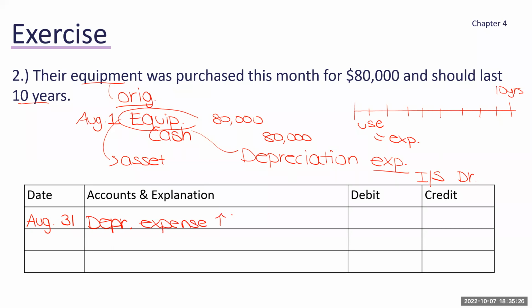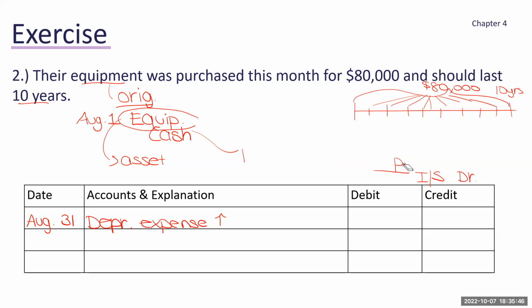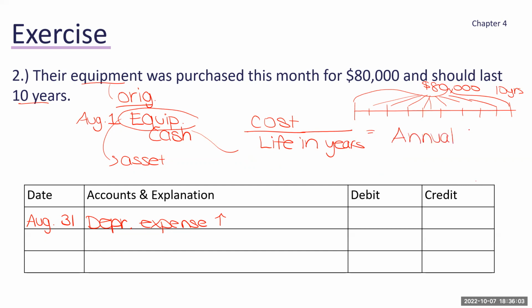Now we have to figure out the amount. Sometimes they'll tell you, sometimes you'll have to figure it out. Now, $80,000 is the entire value. We need to systematically allocate that to each period. Right now, in chapter 4, the easiest way is to just evenly divide it. So you're going to take cost and divide it by its life in years. This is going to give you your annual depreciation expense.